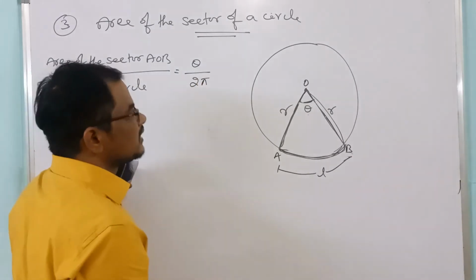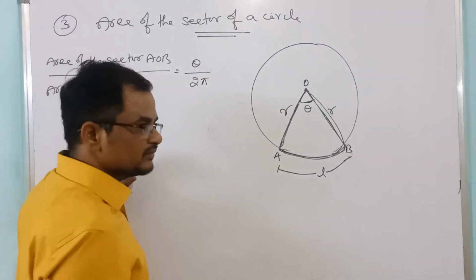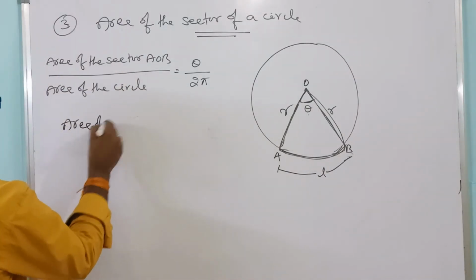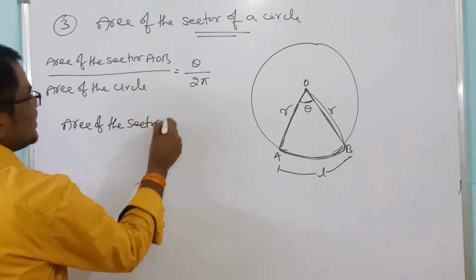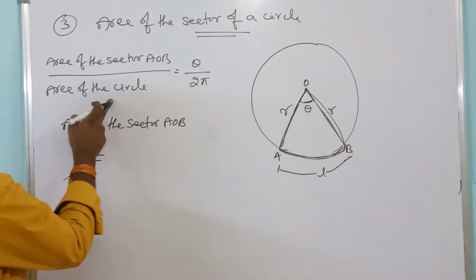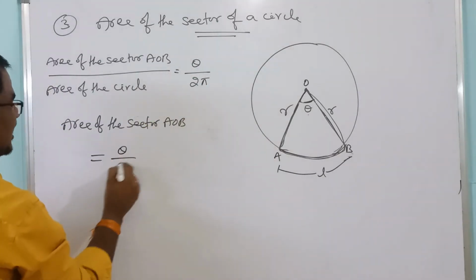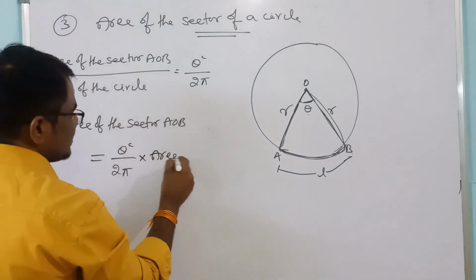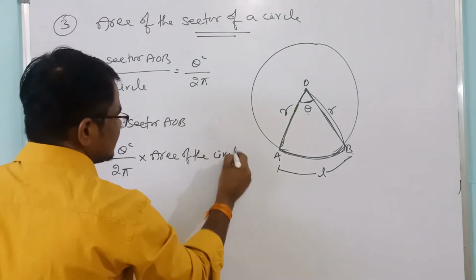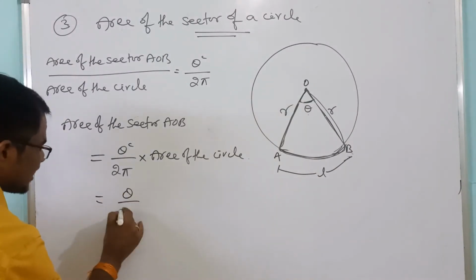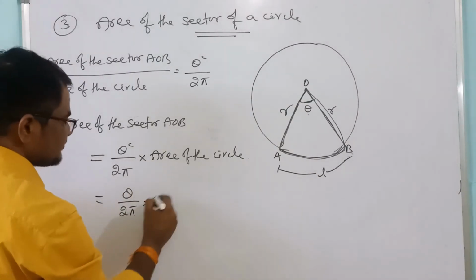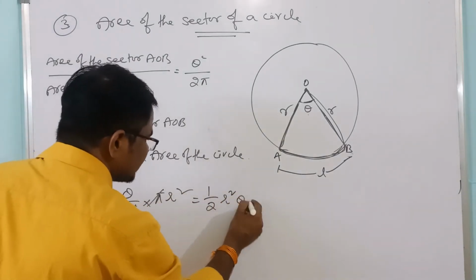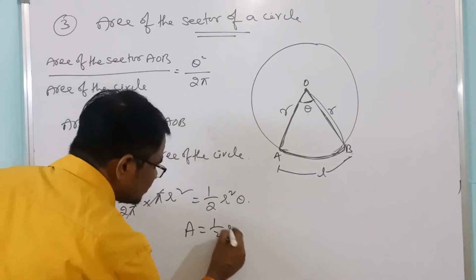Convert it into radians, write in radians: 2 pi, right? And now this is our requirement. Area of the sector AOB is equal to theta by 2 pi (or theta in radians also you can take) into the area of the circle, right? That is equal to theta by 2 pi into the area of the circle, which is pi r square. Pi gets cancelled. That is equal to 1 by 2 r square theta. So A equals 1 by 2 r square theta.